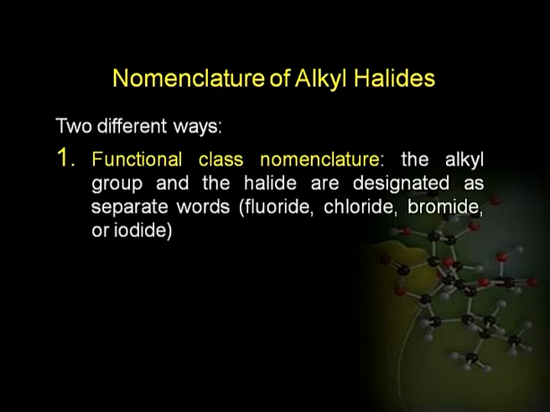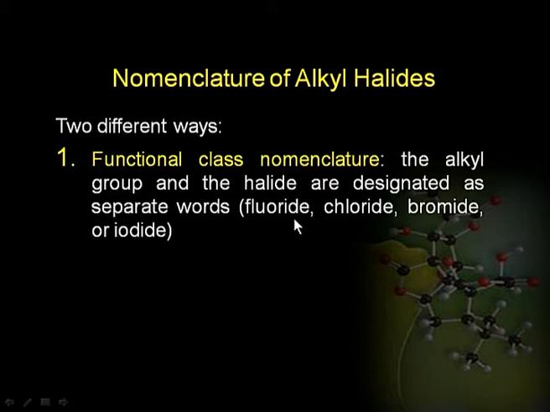Nomenclature is generally done in two ways. One we call functional class nomenclature, where the alkyl group and the halide are designated as separate words. So what happens in this case is we are suffixing the halide group, and here the INE of the halogen is replaced by IDE. So what do we say is we get a fluoride, a chloride, bromide or an iodide. We call it functional class nomenclature because we are treating the halogen atom as the functional group in the molecule.